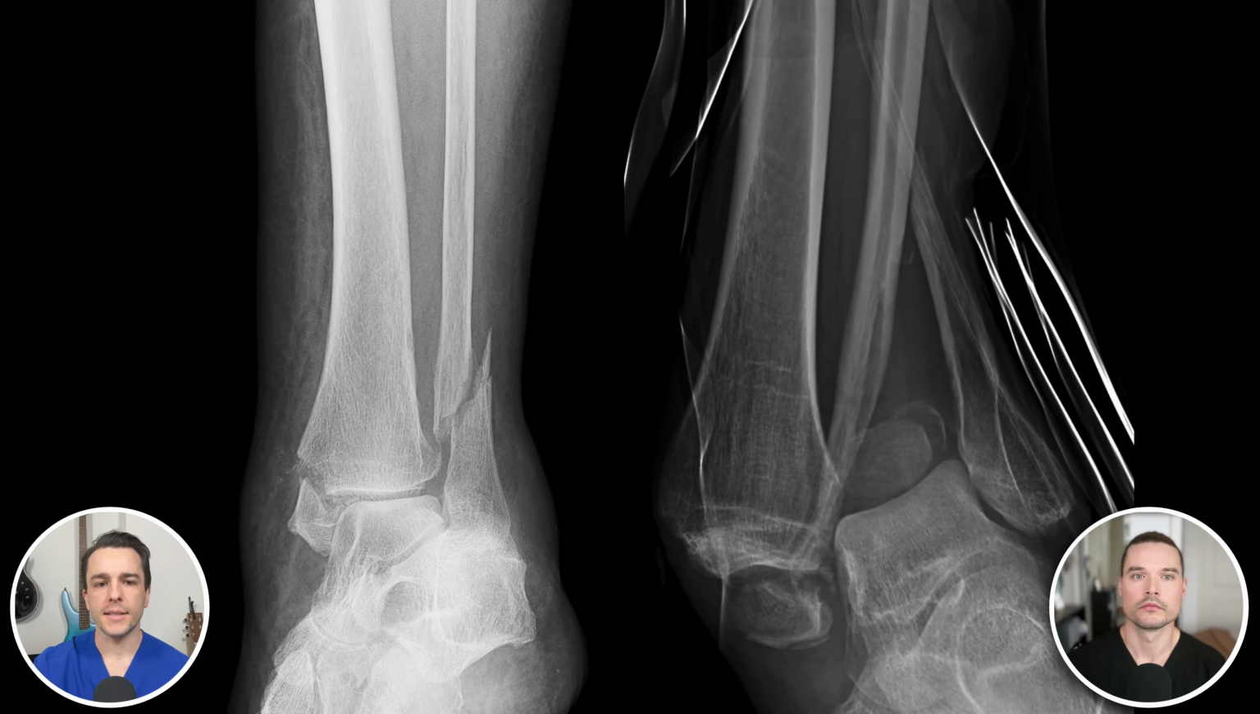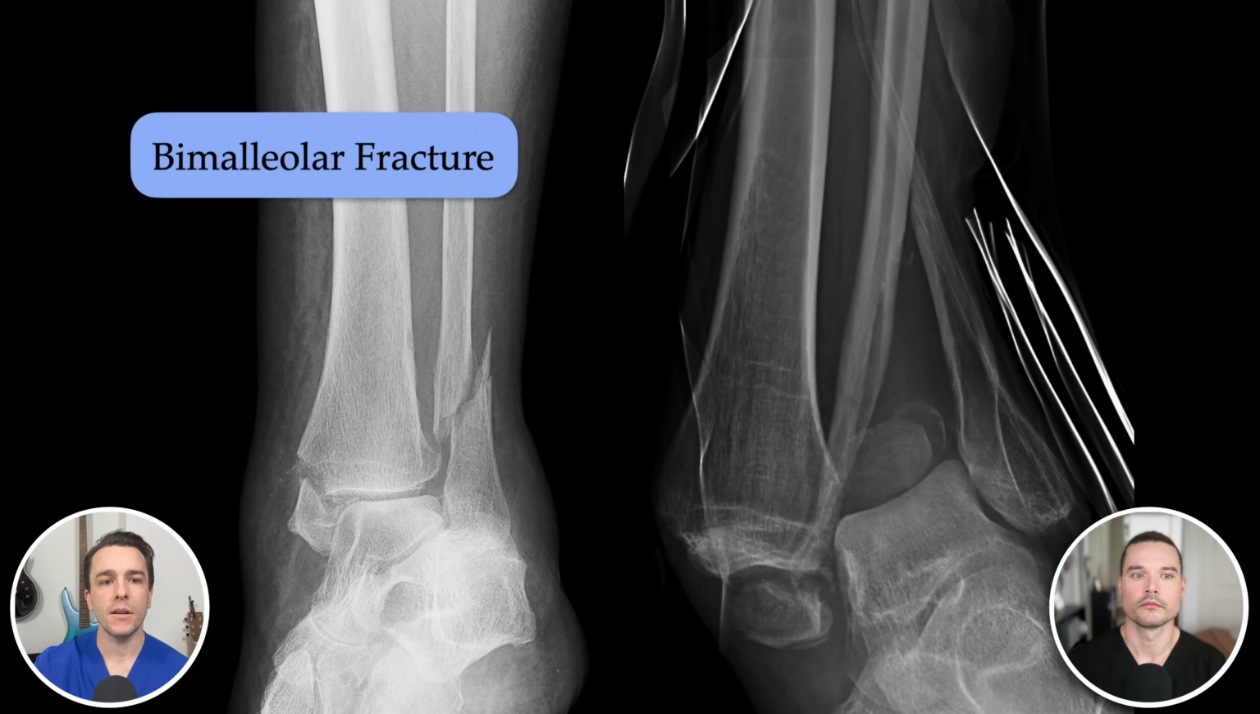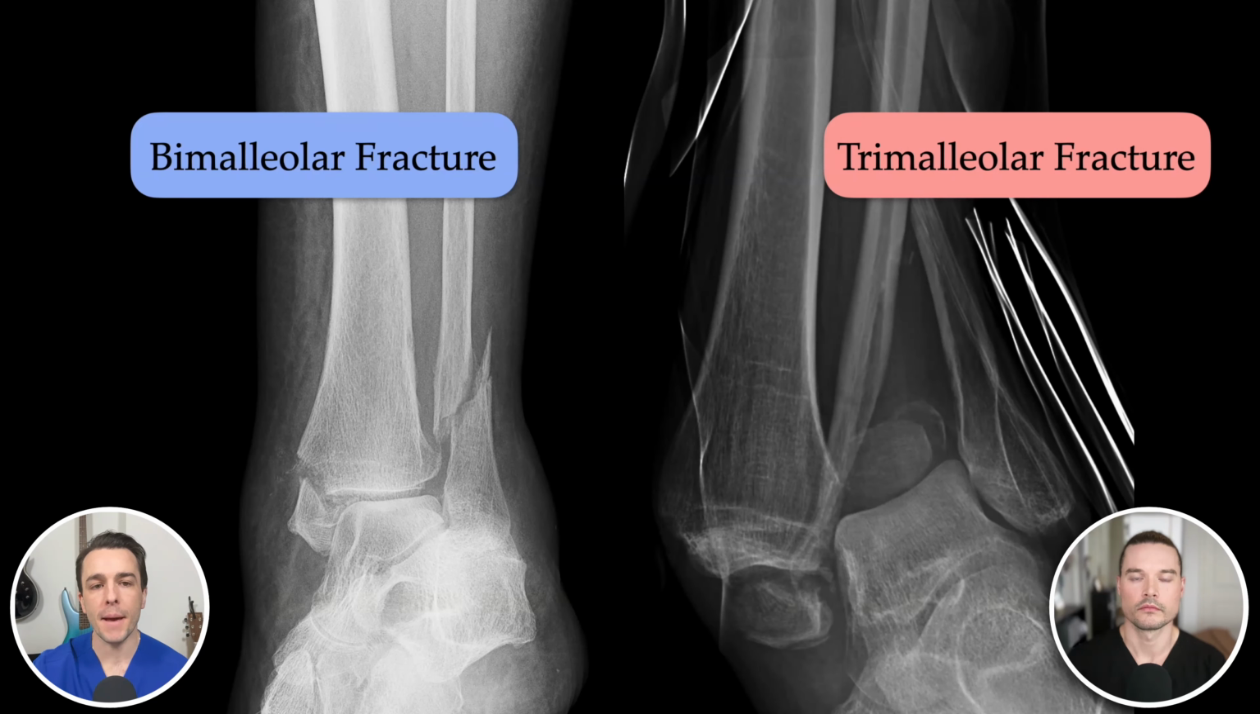So I want to talk about a concept that you may have heard that is actually more commonly talked about than the Weber classification, and that is bimalleolar versus trimalleolar fractures. So a bimalleolar fracture is a fracture at two malleoli. One here is our medial, and here's our lateral. Obviously, we don't have our lateral x-ray here, but I'm telling you there's no posterior malleolus fracture. Here we have our malleolus fracture here and our malleolus fracture right here. Obviously, here's the tip of that medial malleolus in this absolute disaster of an ankle x-ray.